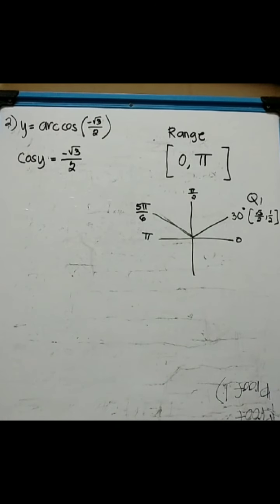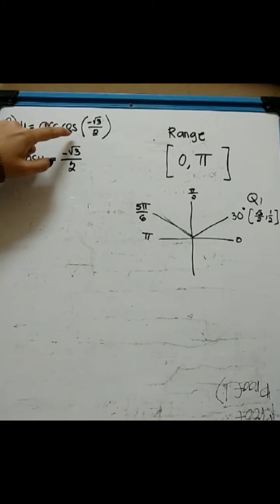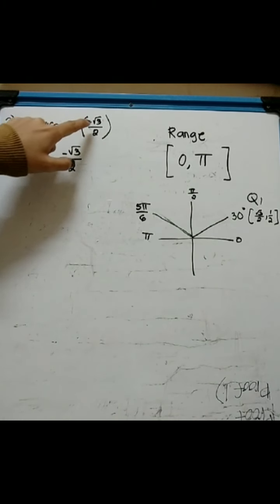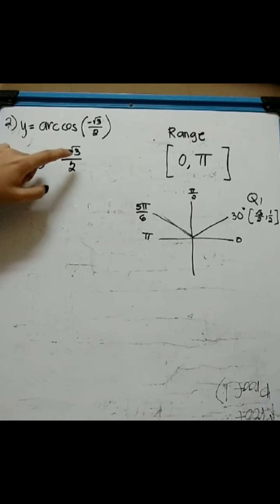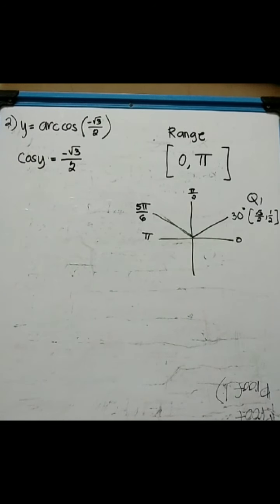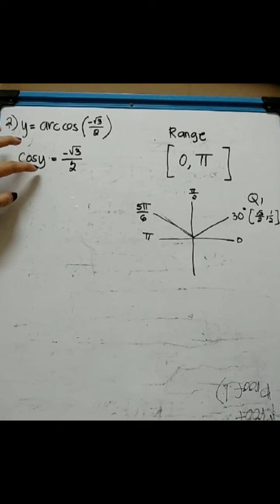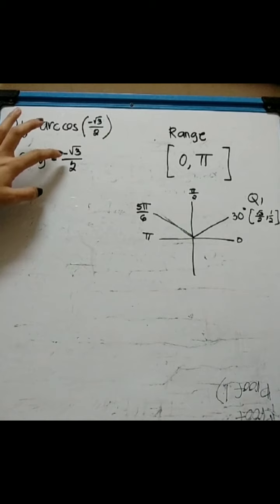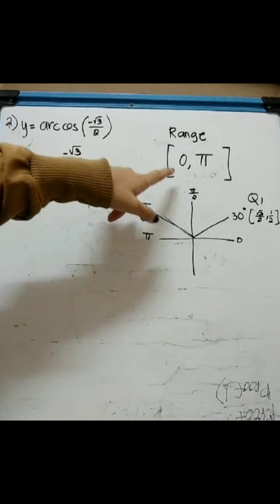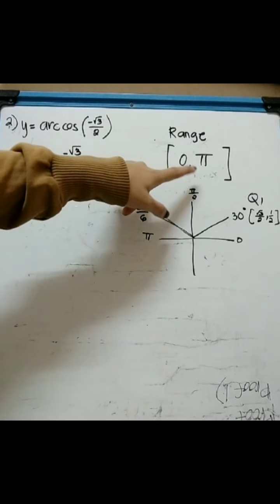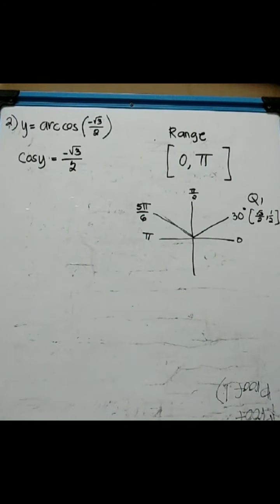Okay. Example number 2 for inverse of arc cosine functions. y equals to arccos of negative square root of 3 over 2. And this is also the same thing as cosine y is equals to negative square root of 3 over 2. So this means that y is in 0 to pi. So that's the range of our cosine.